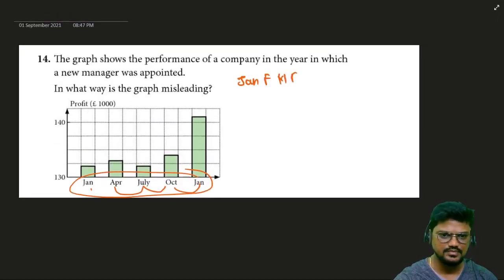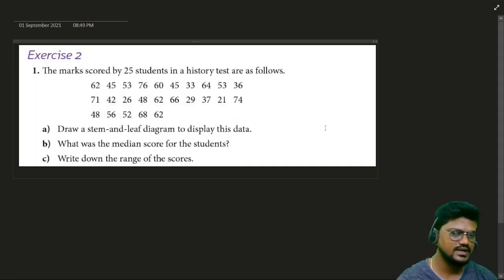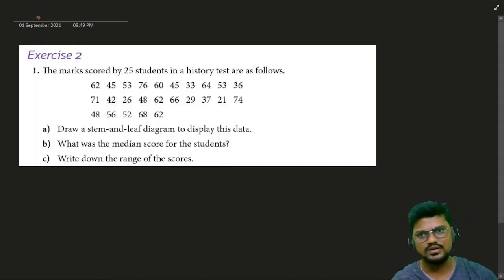Next. The next is how to draw the stem and leaf diagram. Okay, I will directly take an example and tell you how to draw the stem and leaf diagram. Now the next question which we have over here from exercise 2, we'll directly take the exercise problem and solve it over here only. Okay, how do we draw the stem and leaf diagram?